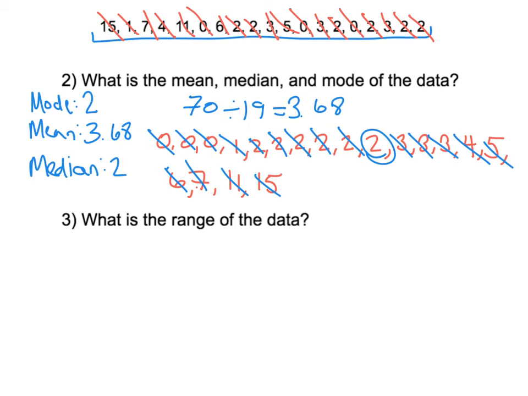All right, and the range is going to be the difference between the highest number and the smallest number, okay? The highest number in our data set, the most number of pets students from this group had was 15, and 15 minus 0, which is the smallest number, gives us 15. So in this data set, we have a range of 15.